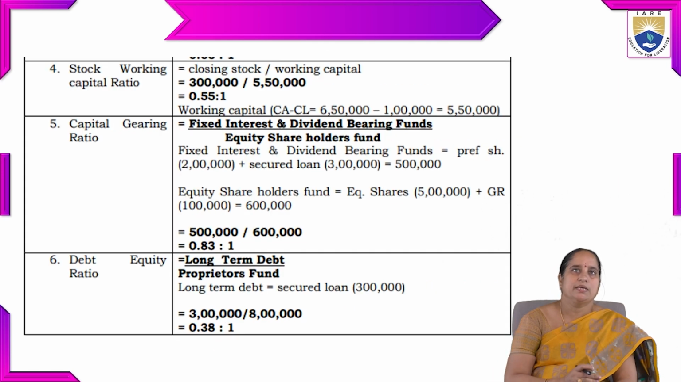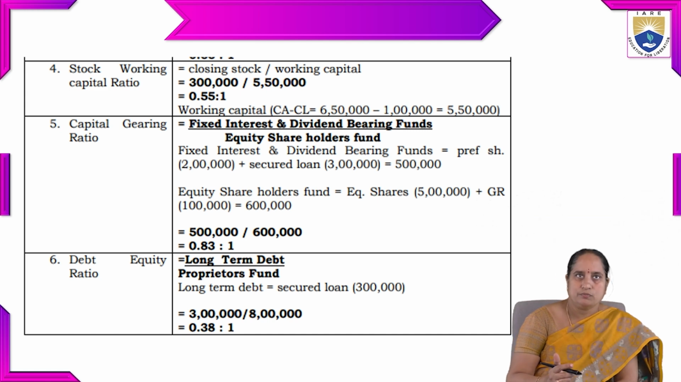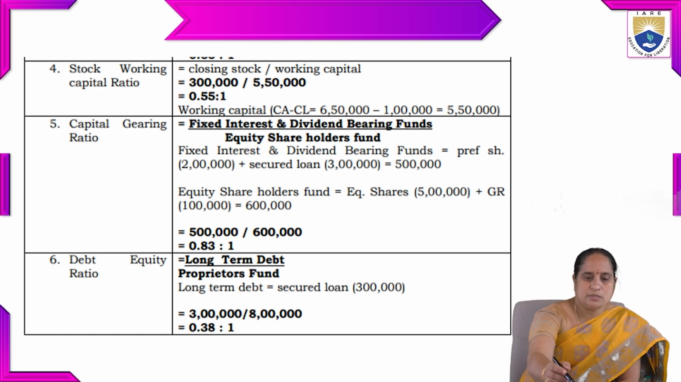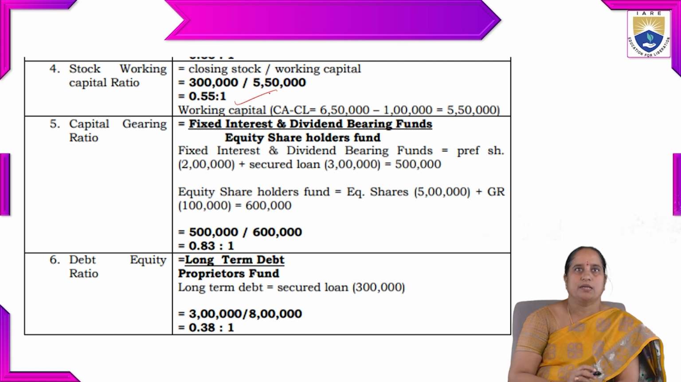Then stock working capital ratio can be derived by taking into consideration closing stock and working capital. Closing stock is 3 lakhs, whereas working capital, that is the difference between current assets and current liabilities, is worth 5 lakh 50,000, and our stock working capital ratio becomes 0.55 is to 1.